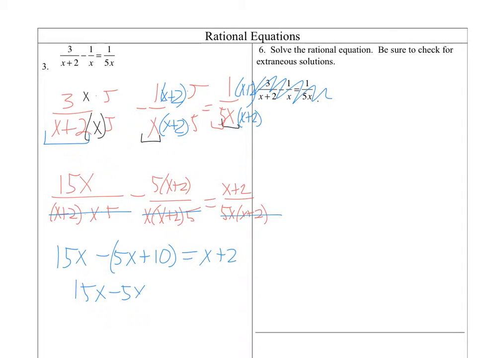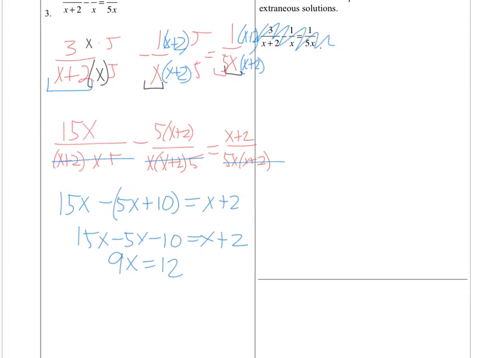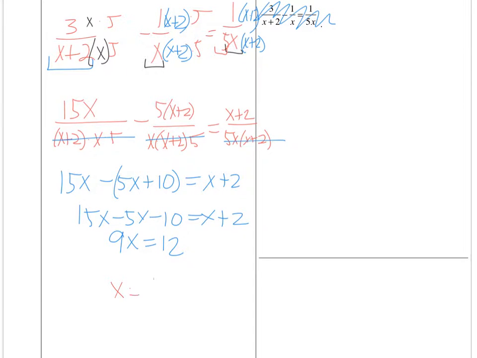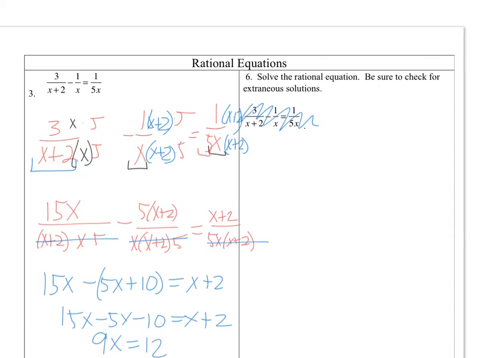15x minus 5x minus 10 is equal to x plus 2. Combining some like terms, we get 10x minus another x is 9x. 2 plus 10 is going to be 12. That means that x is going to be 4/3, or 12/9. Let's see if there's anything else to do here. Woo, there's not. That's fun.